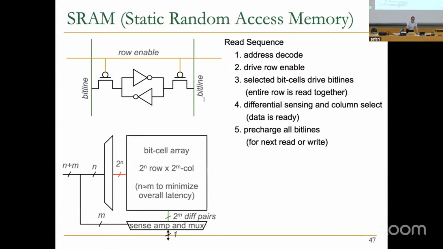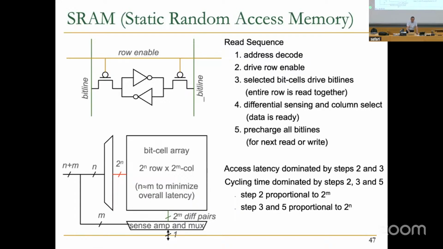And if you want to access another row, you pre-charge all the bit lines. Essentially, I will not go into this detail, but access latency is dominated by how fast you can drive the row word line, and how fast you can drive the bit line. So these are interconnects, if we're thinking about it, right? That's why increasing the size of this in terms of both X and Y axes increases your latency, right?